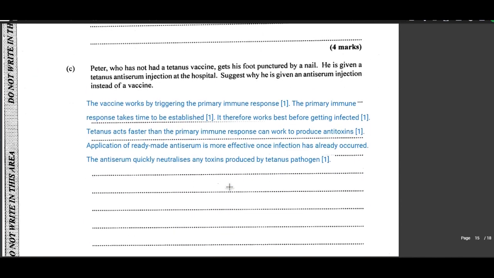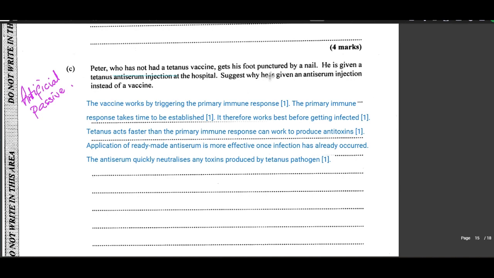Then we have Peter, who has not had a tetanus vaccine, gets his foot punctured by a nail. He's given an anti-serum instead. All right. So we know anti-serum would be your artificial passive immunity. Okay.